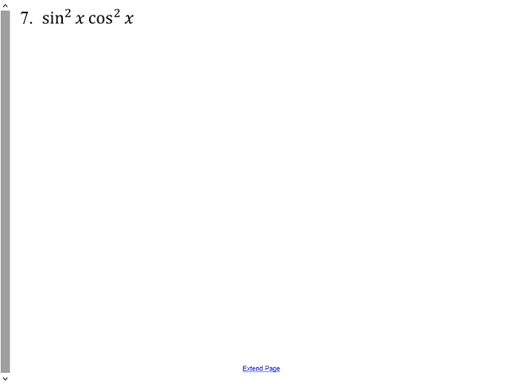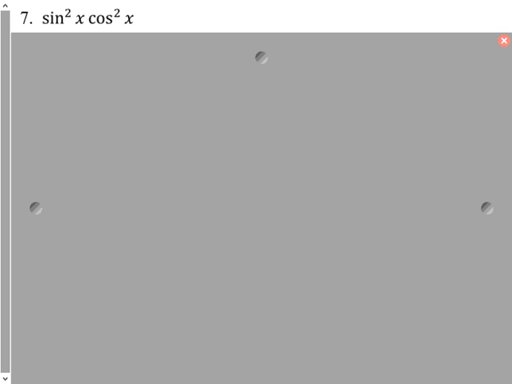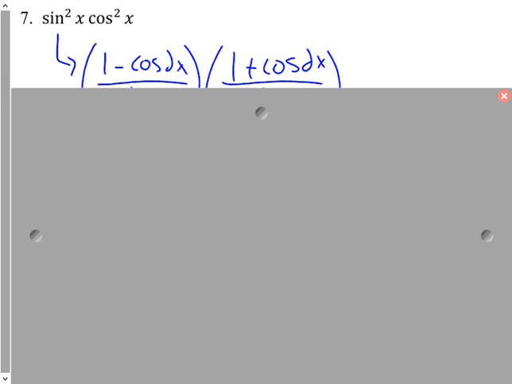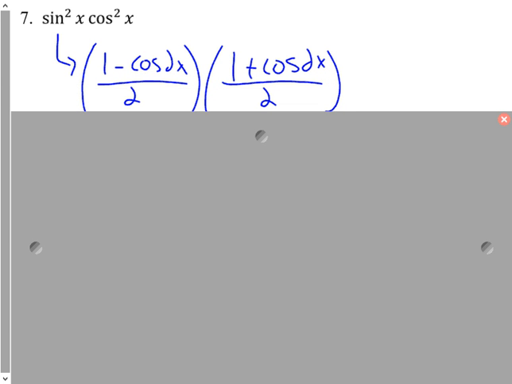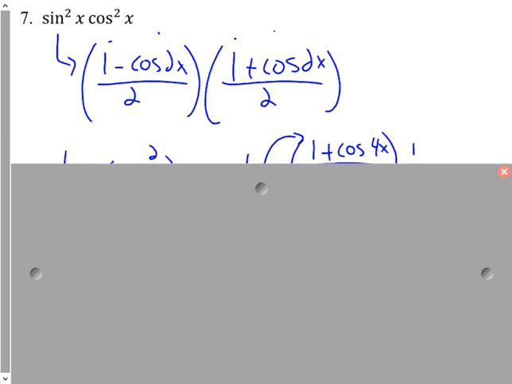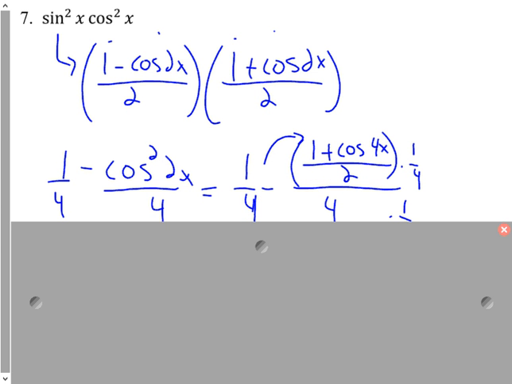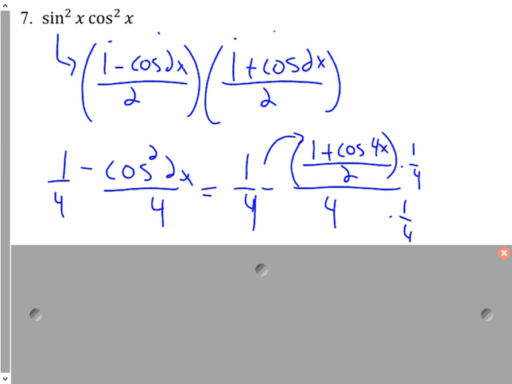One more, try this one on your own. Now revealing the solve here. Sine squared of x is 1 minus cosine of 2x over 2. Cosine squared, we just did 2 last problem, 1 plus cosine of 2x over 2. And these are conjugates, a minus b times a plus b. So that's going to give us 1/4 minus cosine squared of 2x over 4.